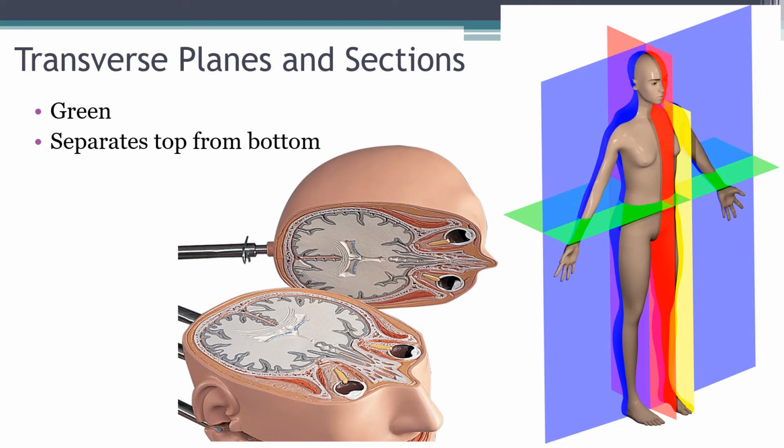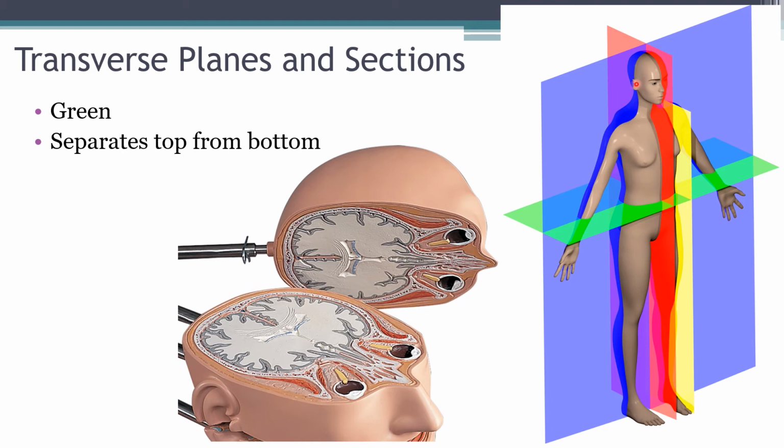Last is what's called a transverse plane. A transverse plane is a section that divides top and bottom. You can see a transverse plane in green here, right? It separates the top of the body from the bottom of the body. Now, again, transverse planes don't have to be just in this one spot. As long as it separates top and bottom, it can be anywhere.